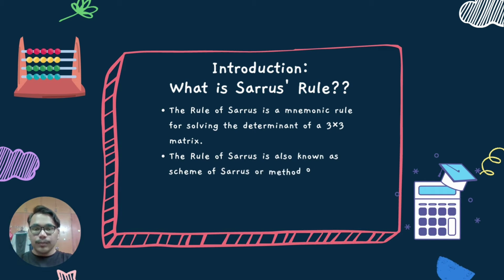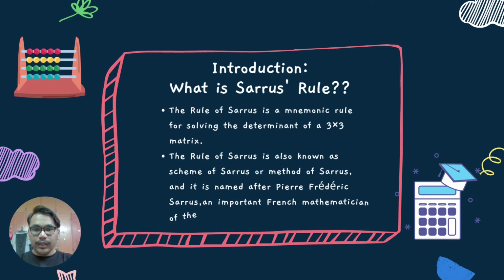What is Sarrus' rule? The rule of Sarrus is a mnemonic rule for solving the determinant of a 3x3 matrix. The rule of Sarrus is also known as the scheme of Sarrus or the method of Sarrus, and it is named after Pierre Frédéric Sarrus, an important French mathematician of the 19th century.